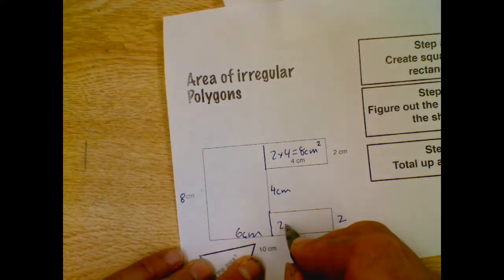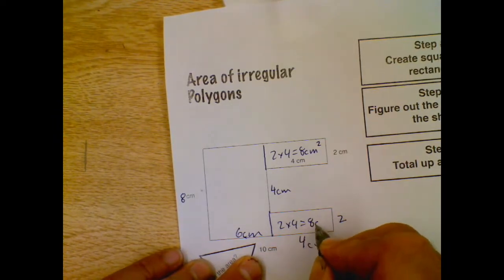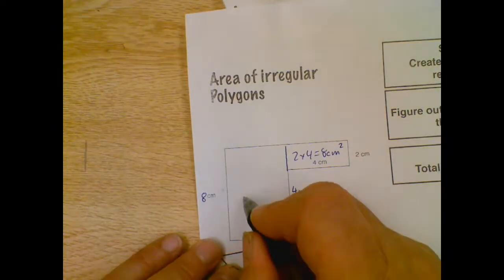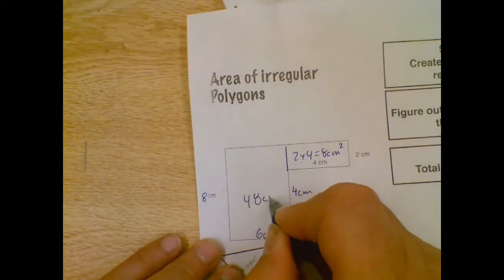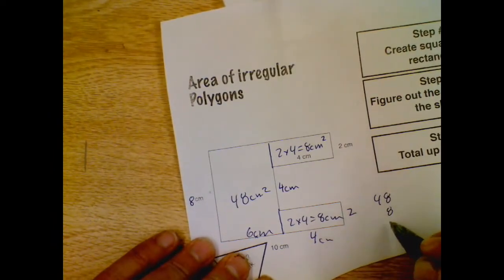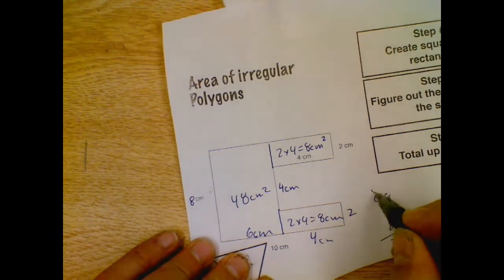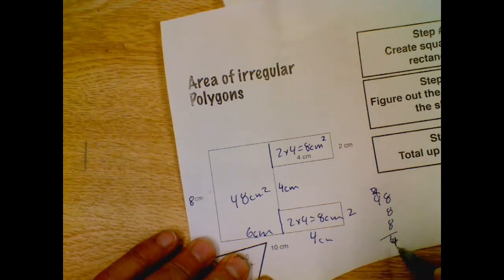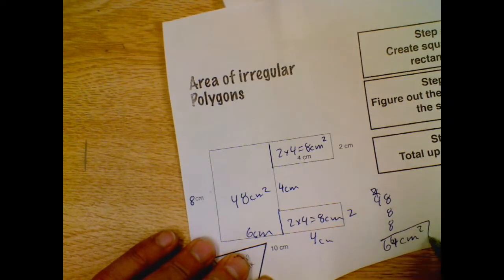2 by 4 equals 8 centimeters. Now I'm left with 6 by 8. 6 by 8 is 48, I believe. And then I can add 48 plus 8 plus 8, 24. So I think that, 24, sorry, 24. So that becomes 64 centimeters squared. Important to put squared up there.